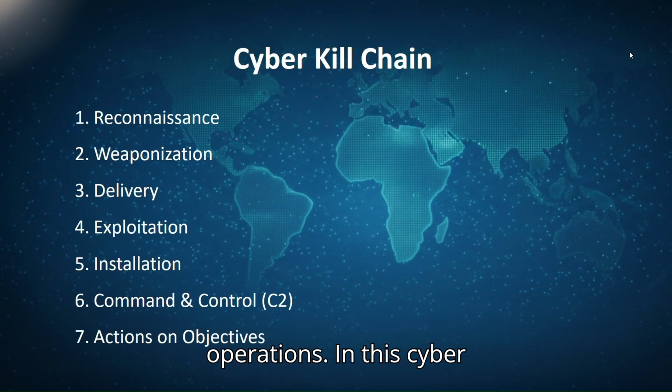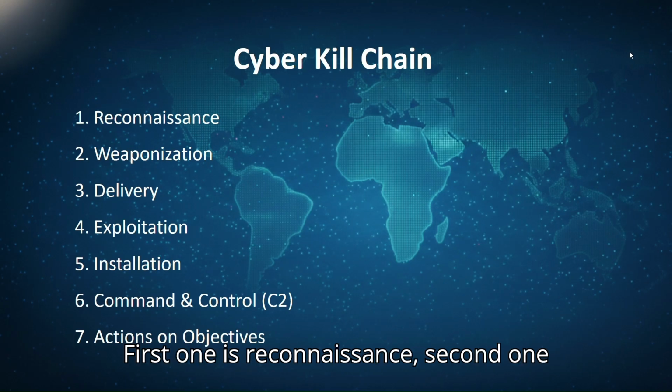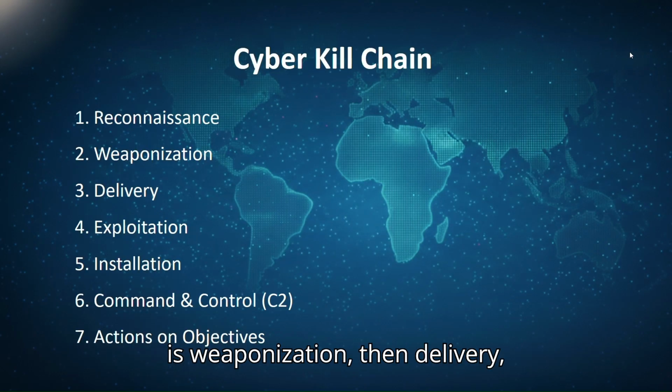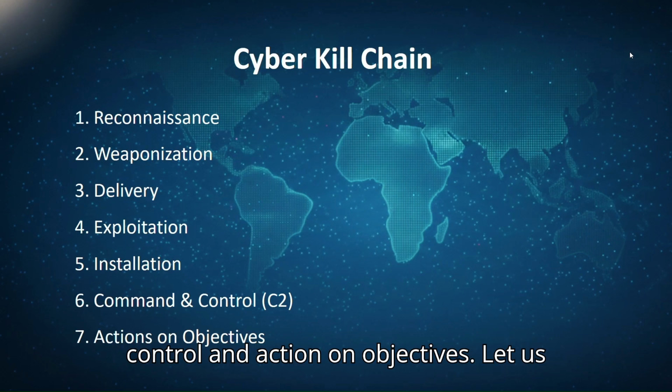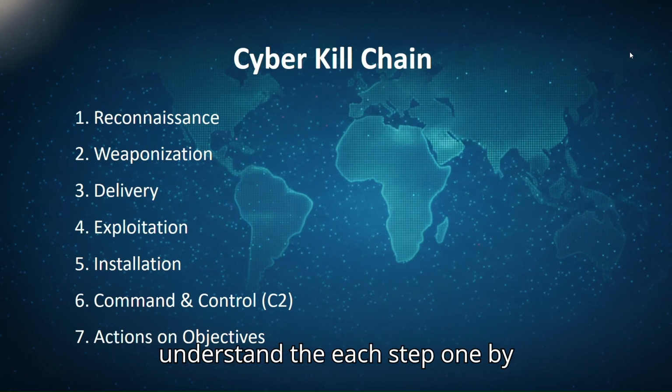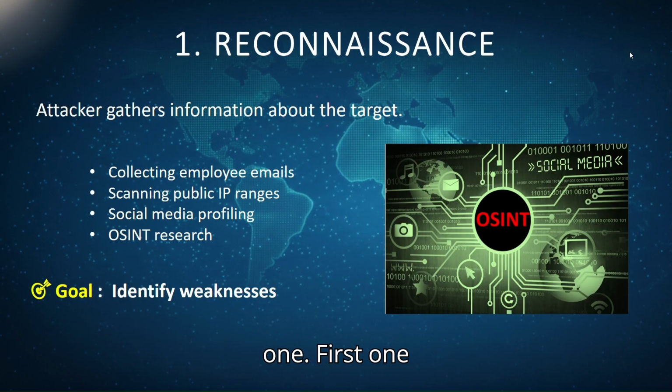In this cyber kill chain, we have 7 stages. The first one is reconnaissance, second is weaponization, then delivery, exploitation, installation, command and control, and action on objectives. Let's understand each step one by one.